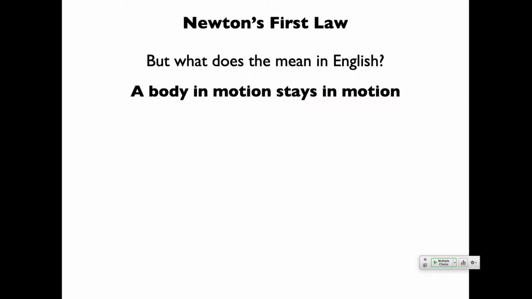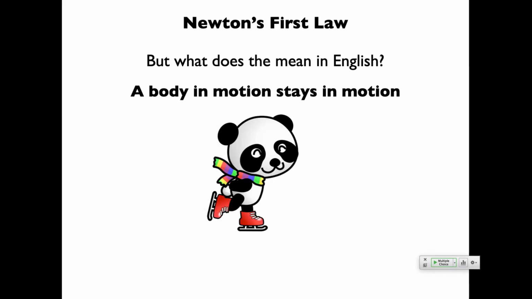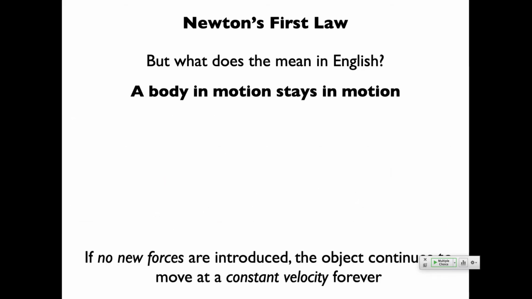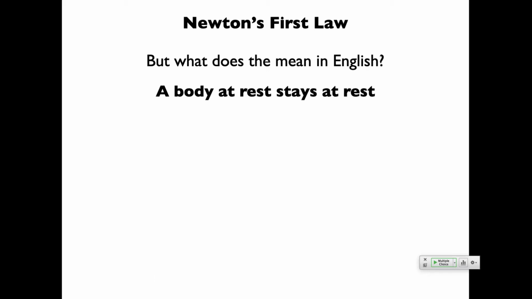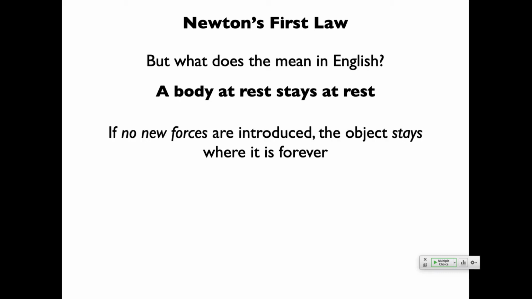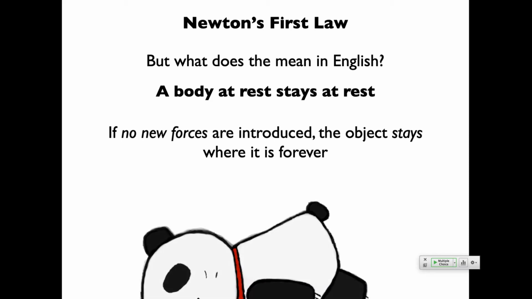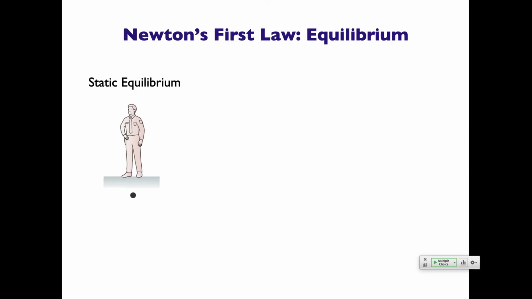And so if we want to define this in a more physics way, when we say a body in motion stays in motion, what we really mean is, if we don't introduce any new forces, the object just moves in a straight line at a constant speed forever. If you happen to not be moving, and you don't introduce new forces, you just stay there forever. This doesn't come up very often, but it could. And when we talk about equilibrium, this is a new term we're going to come up with.